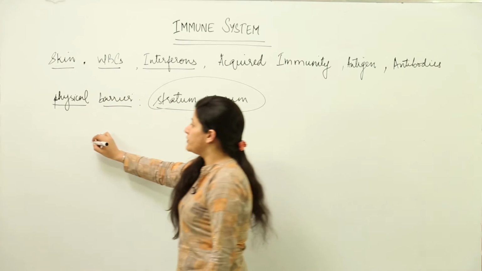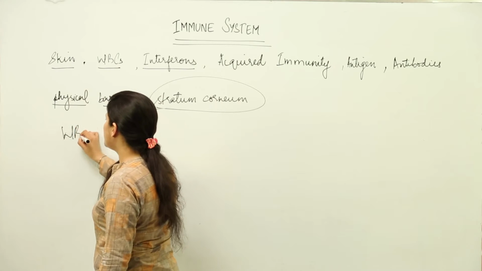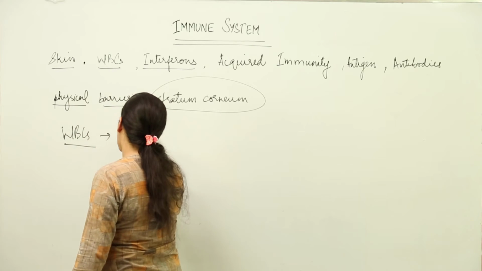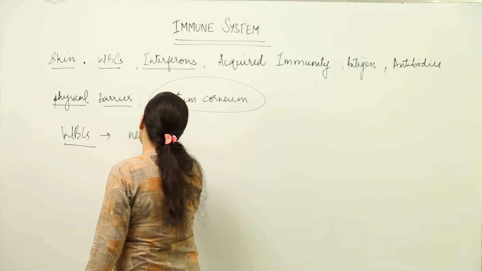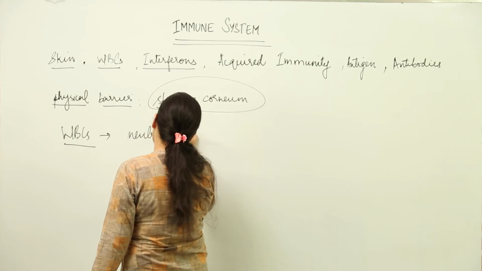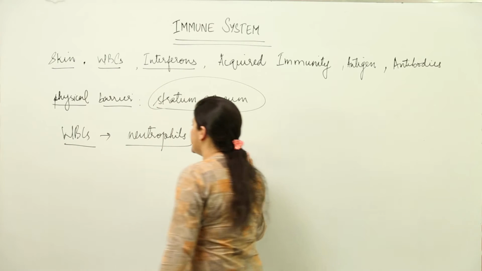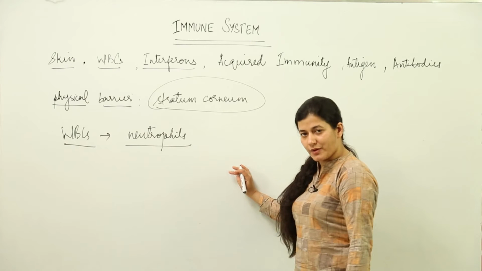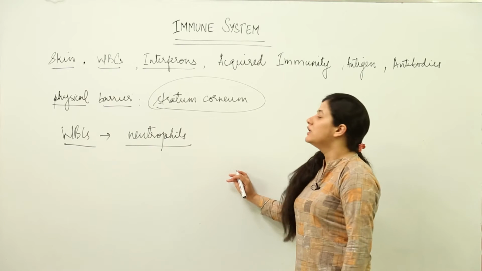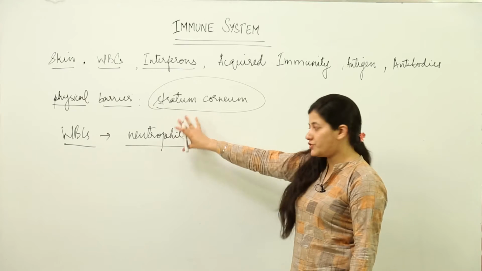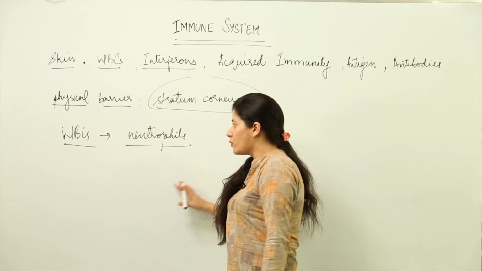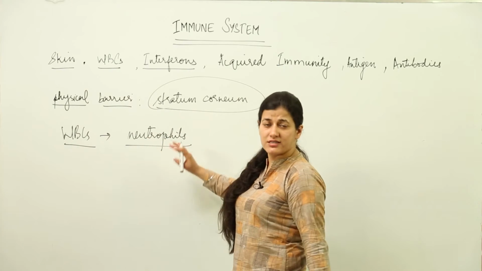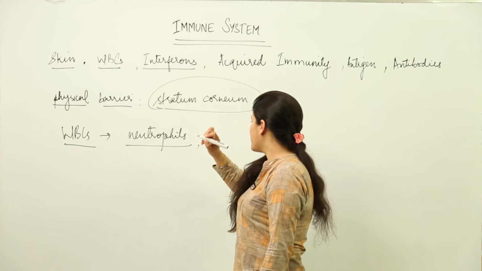Talking about WBCs, the WBCs have neutrophils. Neutrophils are a type of white blood cells which are designed in such a way that they attack the foreign particles in the bloodstream. So WBCs also provide a non-specific line of defense against the microbes and foreign particles.